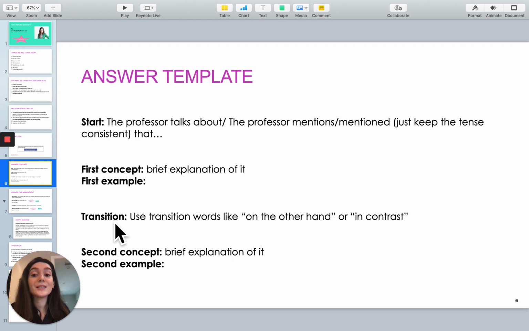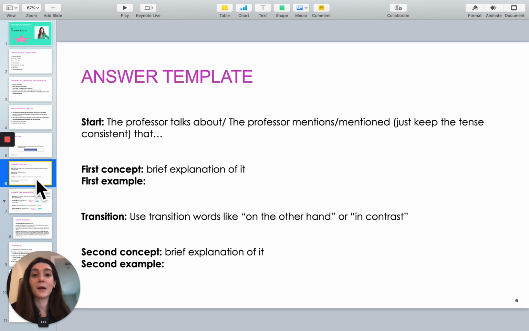Then you're going to transition into your second concept. And in order to do the transition, you can use words such as, on the other hand, passive attention is. Or you can say, in contrast, passive attention is. Something like that. Then you're going to explain the second concept and give your second example. Again, when you are explaining the second concept, you will just briefly tell us, what is that about? What is passive attention?